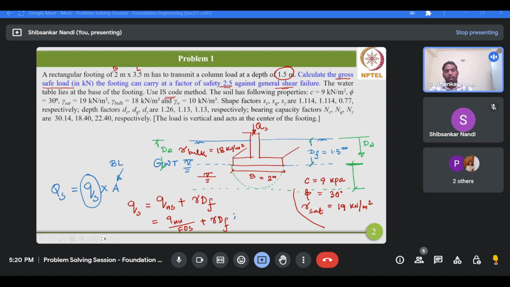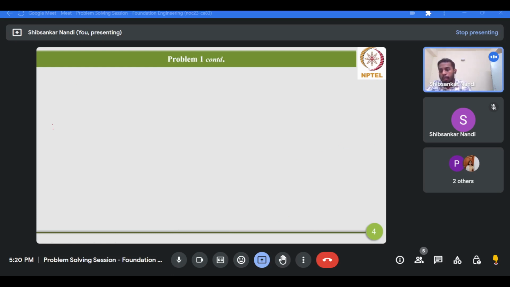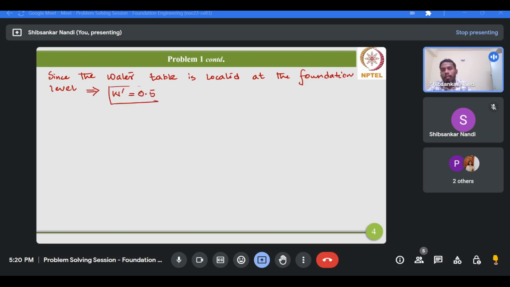That means for the water table correction factor, since the water table is located at the foundation level, the W prime value would be 0.5, and this comes from this IS code recommendation.